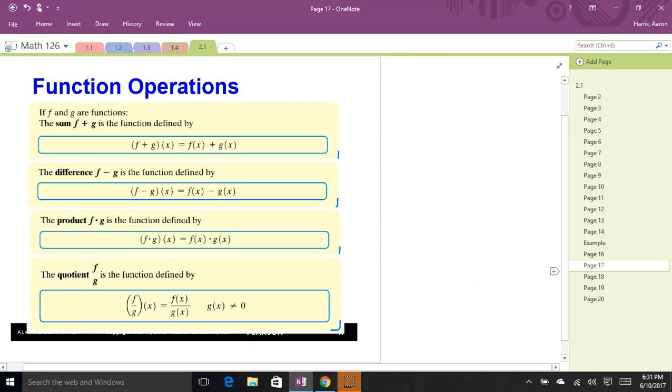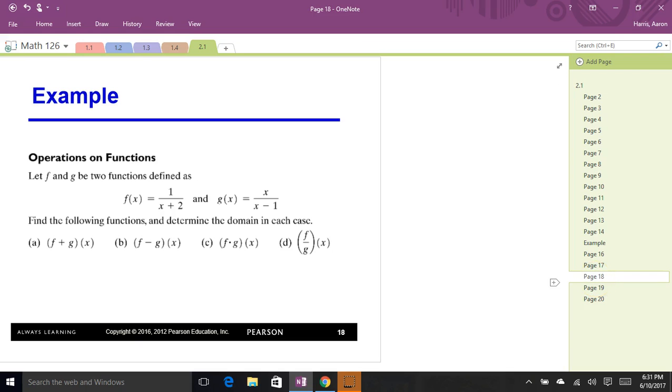Alright. Now lastly, our function operations. So make sure you write these down. This is your addition, subtraction, product, and quotient operations with functions. So this f plus g just means take f of x, add g of x. f minus g, take f of x minus g of x, and so on. Let's do an example here.